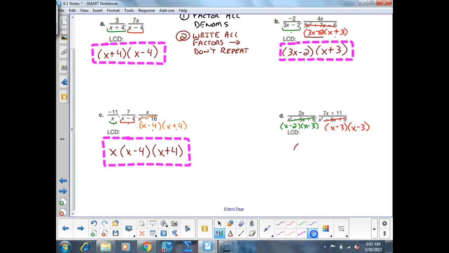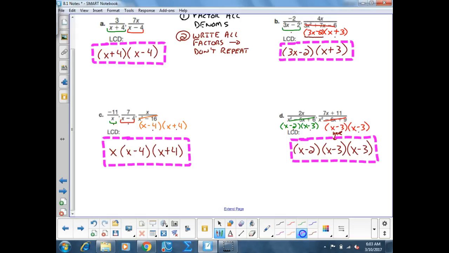So I need an x minus 2 from there. I need an x minus 3, both from the left one. I already have an x minus 3, and so then I need another x minus 3, because in this case, the first one I already had, but I didn't have the second one. So I needed to have both of those from that one.